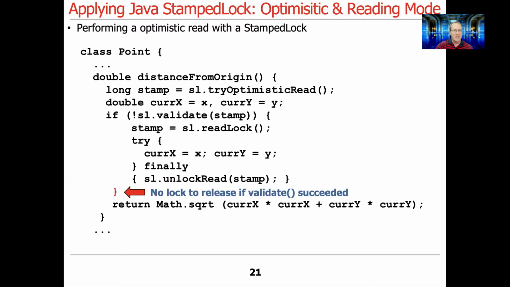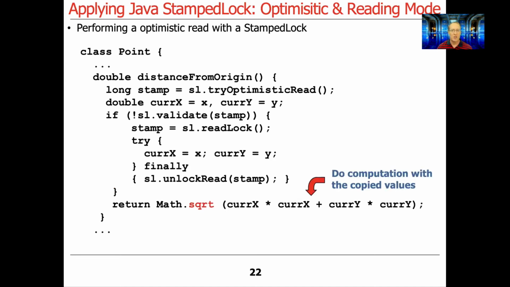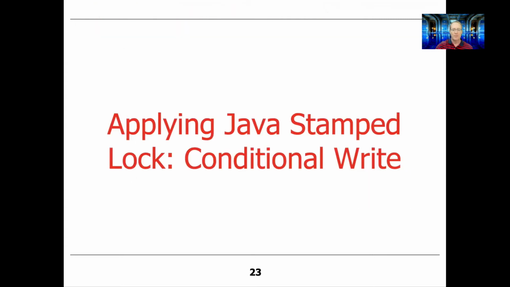So if validate succeeded, there's no lock operation, which is why it's much more efficient if there's no locking. Then we go ahead and do a square root, which does the computations with the values that we copy. So they'll either be optimistically still fine because we validated them, or we'll end up in a situation where we acquired the read lock. So in either case, we know that we've got valid values, although they may not be the freshest values, but we know that they're not corrupted.